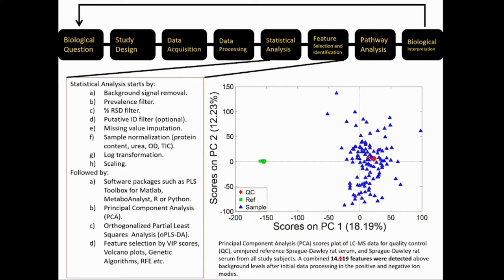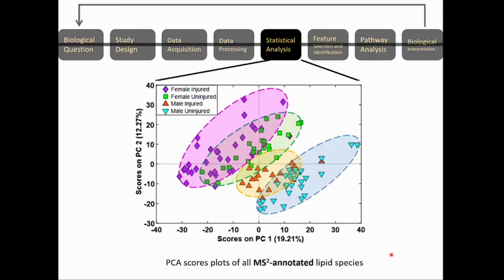14,000 what we call features. The features are the peaks, 14,000 peaks. So you see that we have a lot of data to work with, and we need to tease apart which ones of these 14,000 are really interesting biologically speaking.